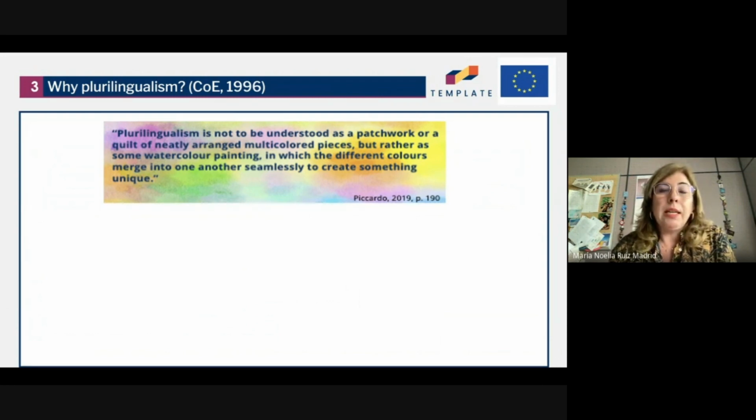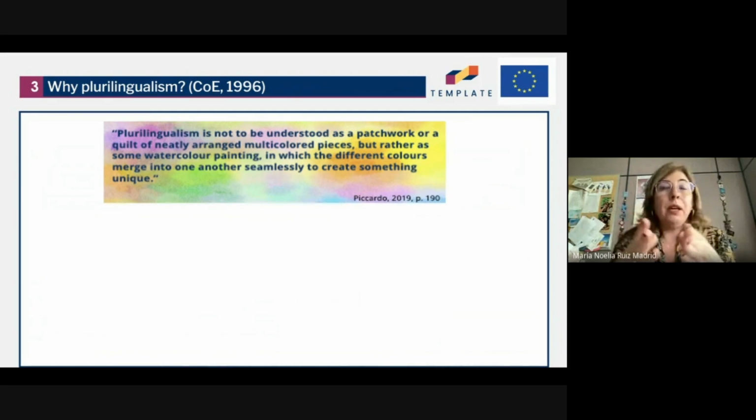So plurilingual is not a patchwork or a quilt of neatly arranged multicolored pieces, but rather a watercolor painting in which the different colors merge into one another seamlessly to create something unique. As you can see in the background you have here, there are no boundaries between the colors. The colors are merging, okay? The colors are merging.